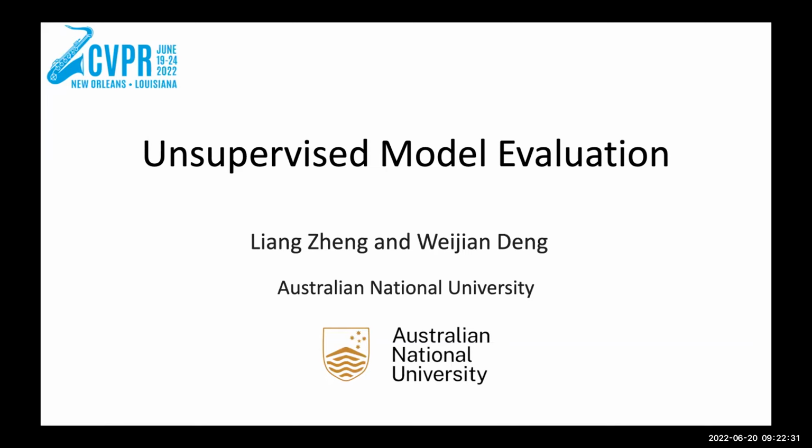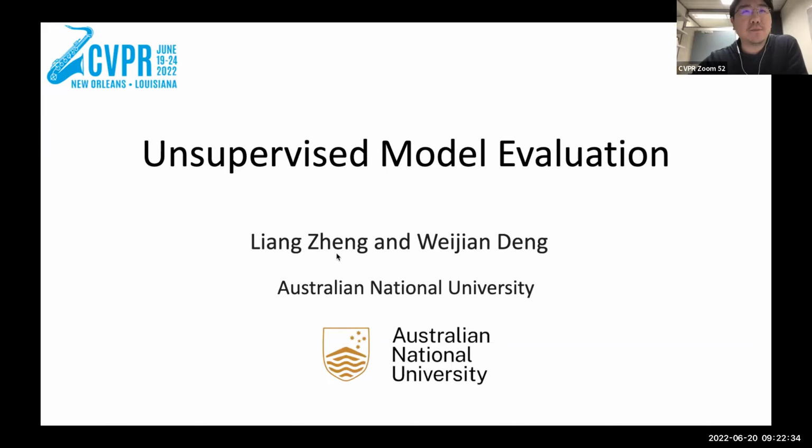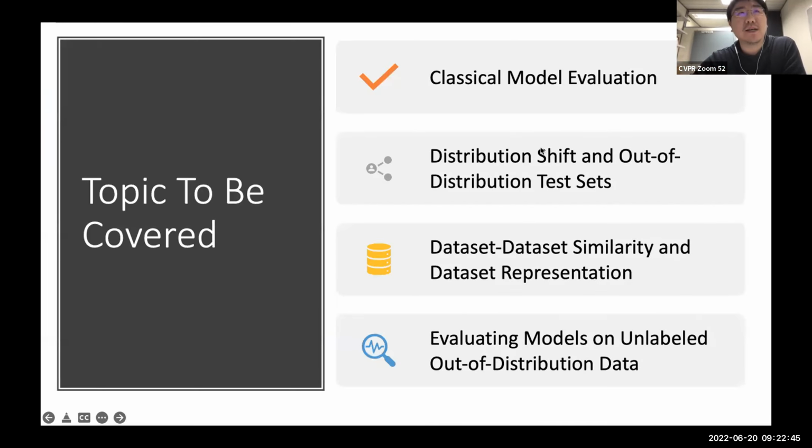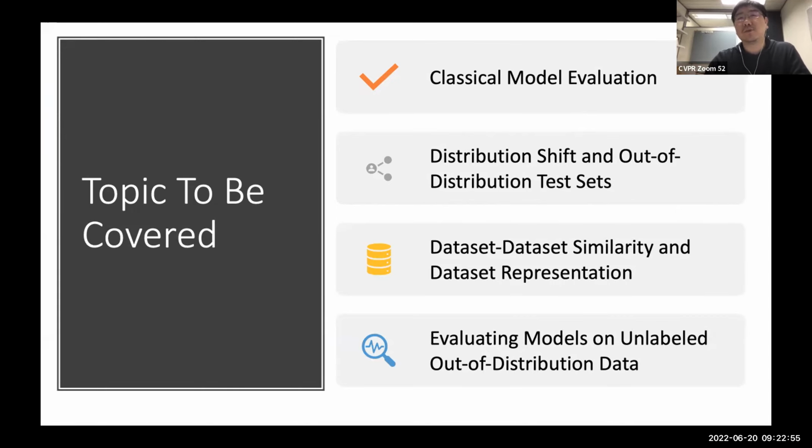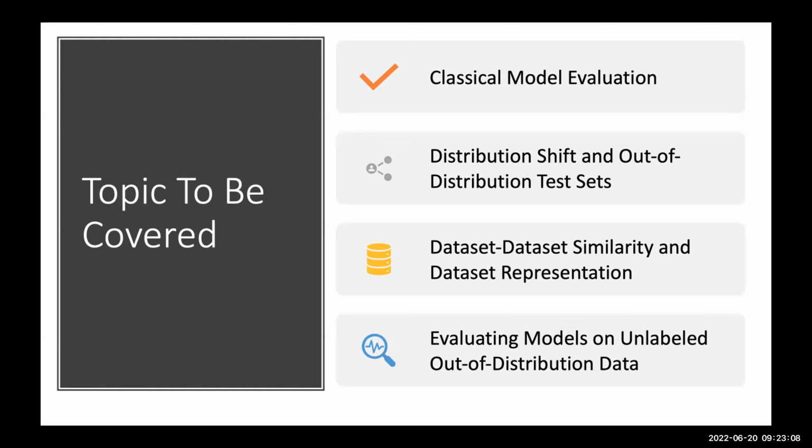All right, so we're going to talk about model evaluation under out of distribution data, especially without labels. In today's talk, first we'll recap classical model evaluation as done in Ludwig's overview slides. And then we review some distribution shift and out of distribution test sets. And then we talk about dataset similarity and dataset representations. And finally, we're going to talk about evaluating models on unlabeled out of distribution data.